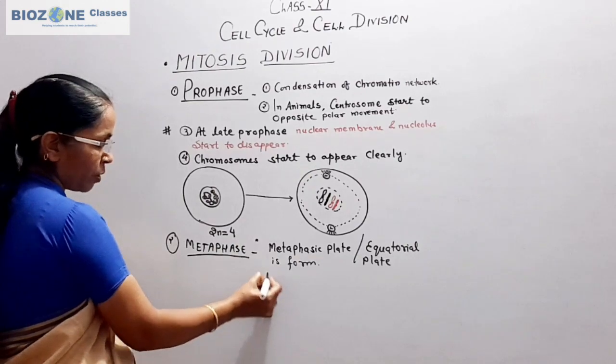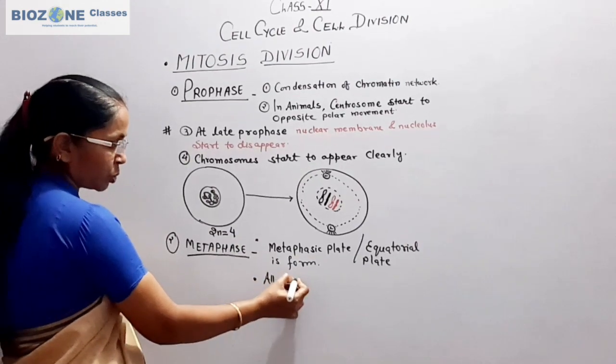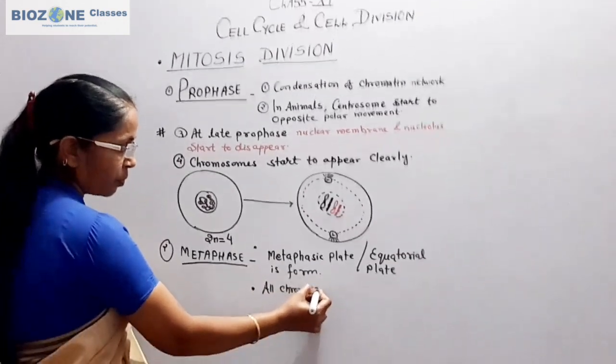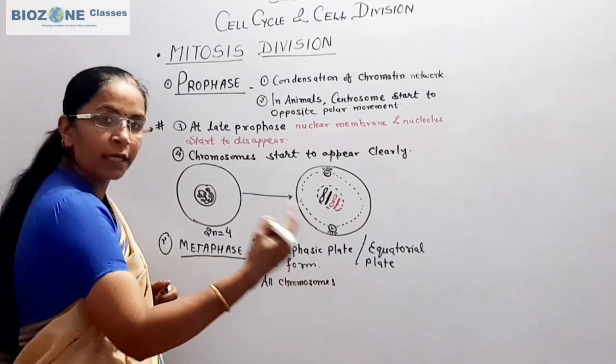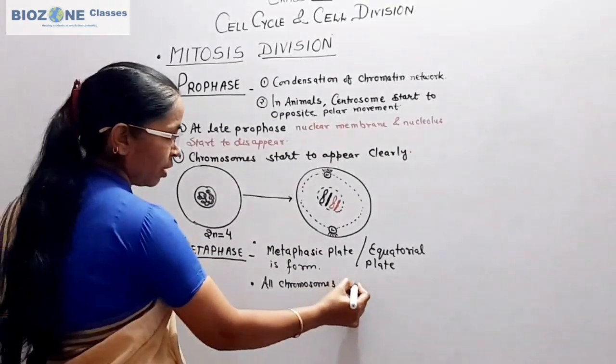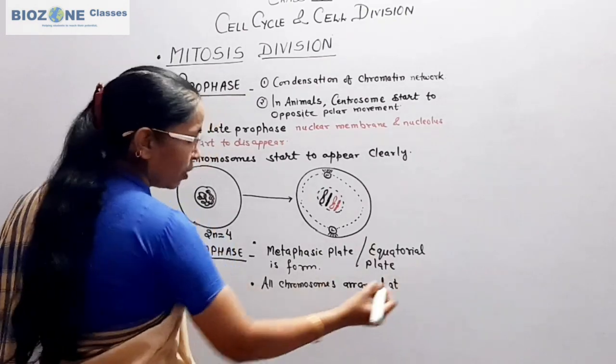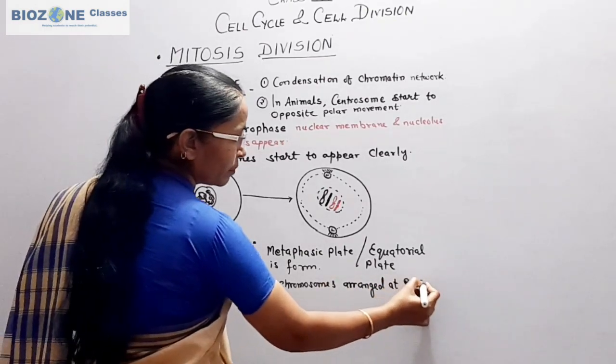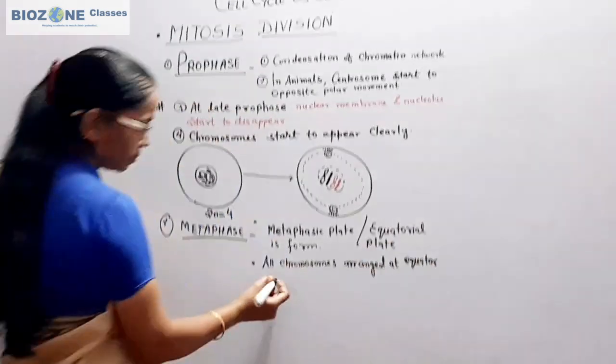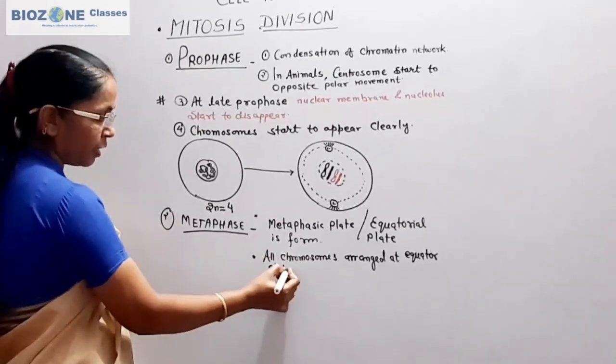Second feature: all chromosomes with their centromere arranged at the equator plate. This is the identical feature.